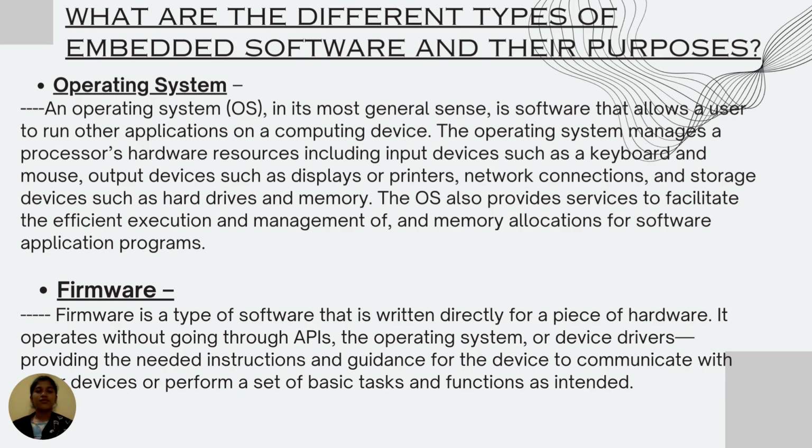The second type is firmware. Firmware is a type of software that is written directly for a piece of hardware.